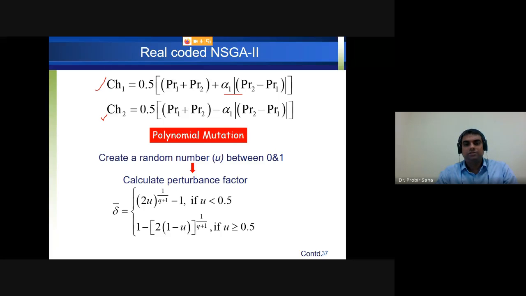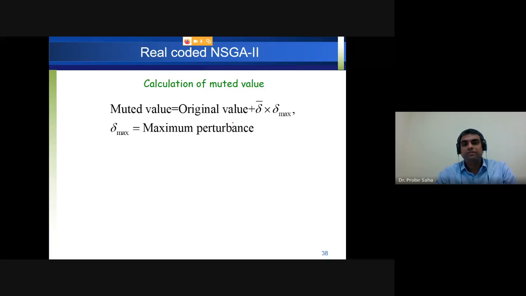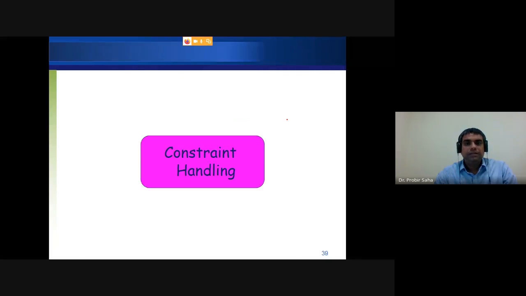And then in the polynomial mutation, sometimes we use this perturbance factor, using this formula. This is a random number you have to generate, and based on this the formula is to be used. Finally, the mutated value will be the original value plus the perturbance you have calculated and the maximum. So this is how mutation has to be done in real coded NSGA2.